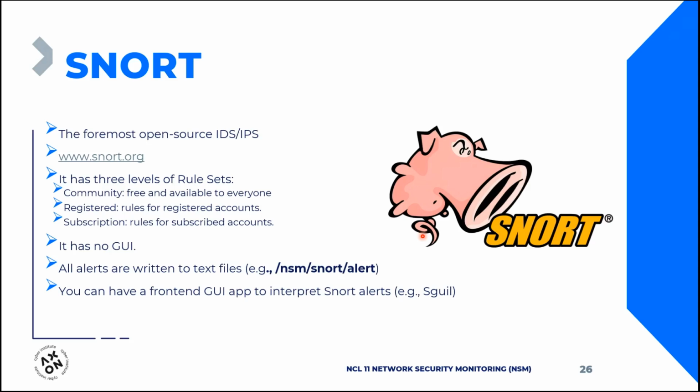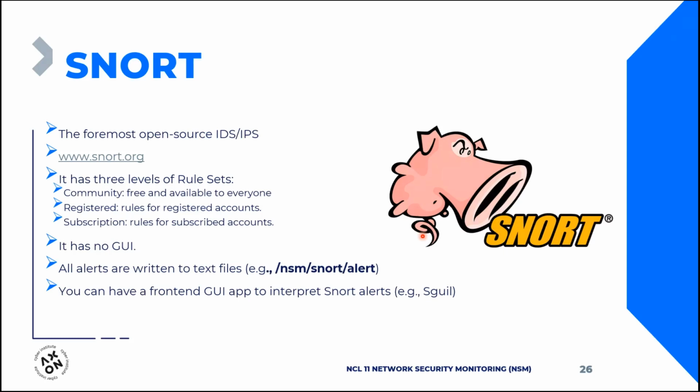The problem with Snort is it doesn't have a graphical interface. It's very sophisticated, but it writes all its alerts to a text file. Okay, for example, you can configure it to write to something like NSM/Snort/alert, but then it's not very convenient to monitor text files for alerts. So usually people integrate a third-party app that filters through, extracts and reads the alert text files, and then presents them in a graphical interface.